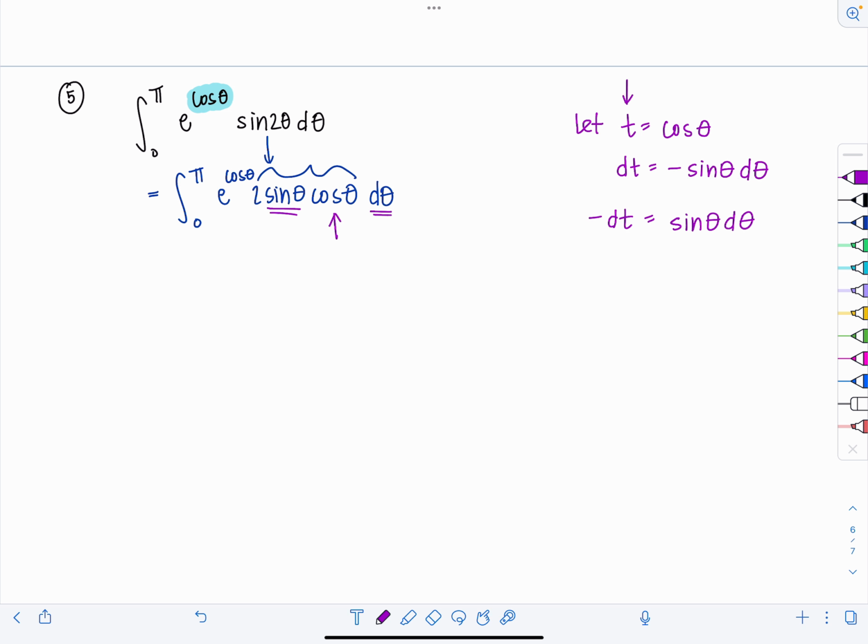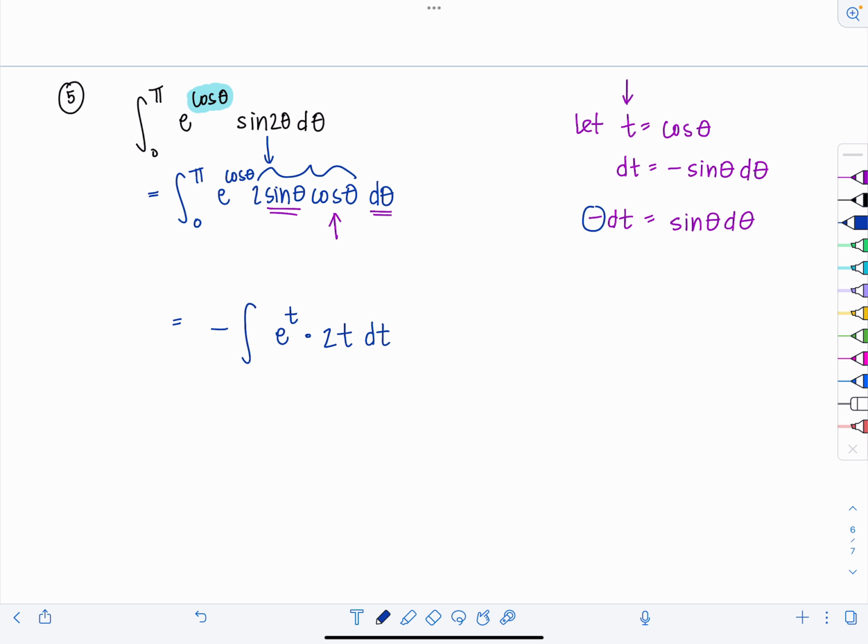Yes, love it. So let's rewrite the integral now using t. I'm going to put this negative outside where it belongs. We're going to have e to the t times, just leave the 2 there for a hot second, 2 times cosine theta, which is t, and then I have a dt.